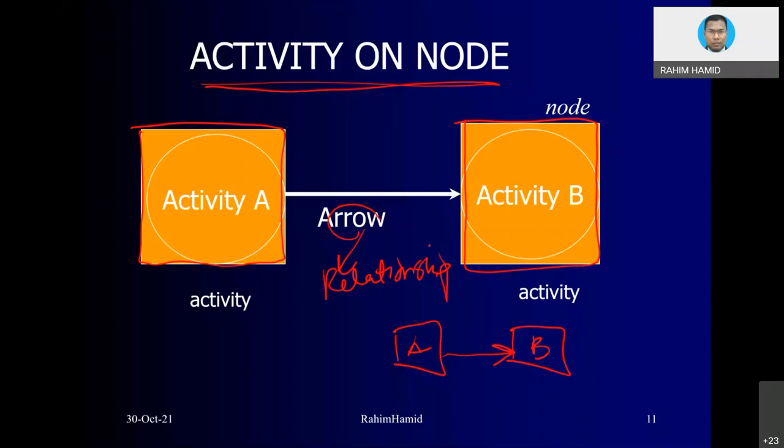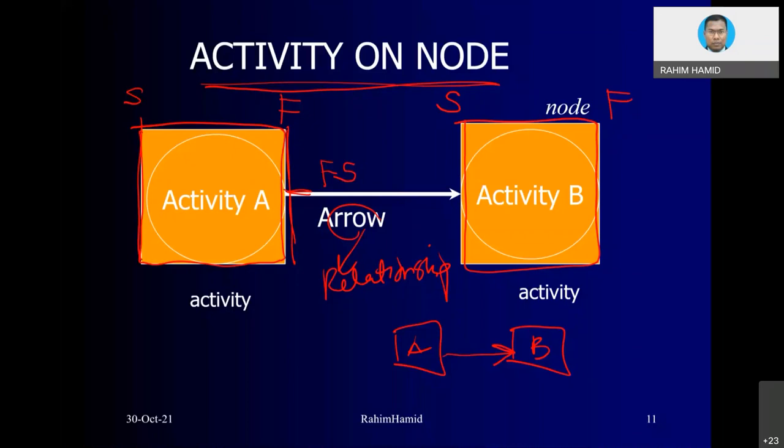Remember, on the left side of an activity we call it start, and on the right side we call it finish. Again, repeat after me: start, finish. When the arrow is coming from the right side, meaning F, and going into the left side, which is S, the relationship is what we call finish to start.